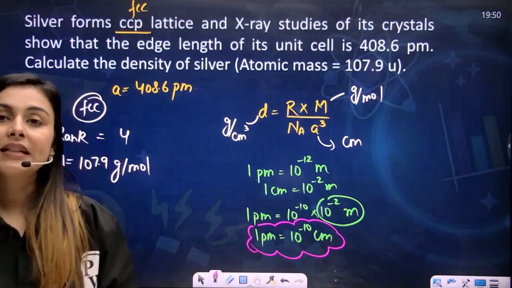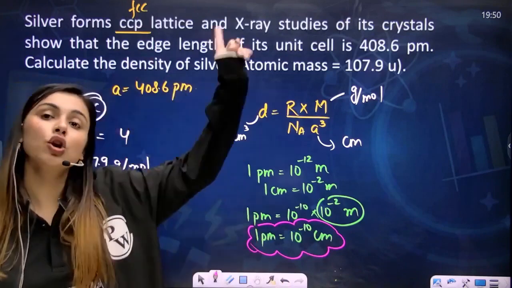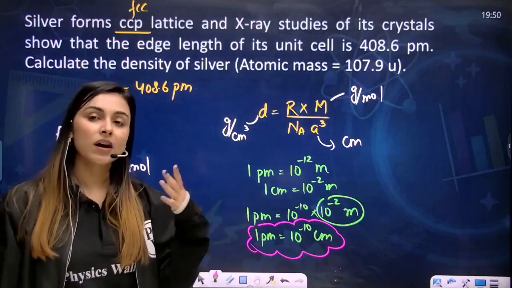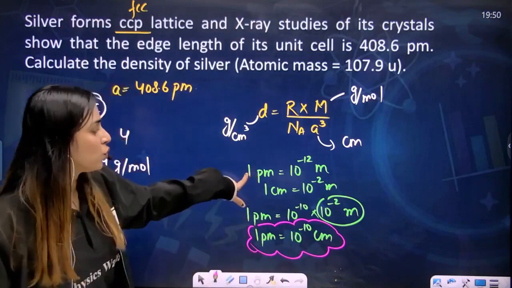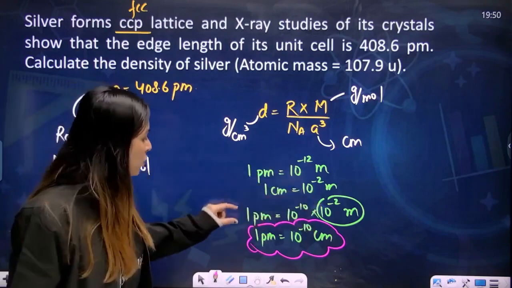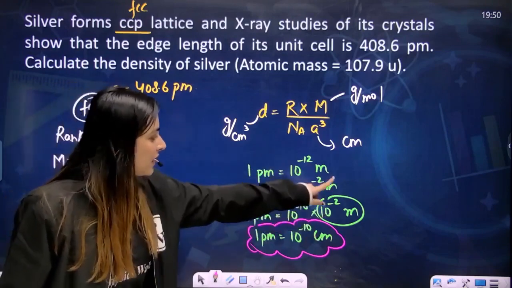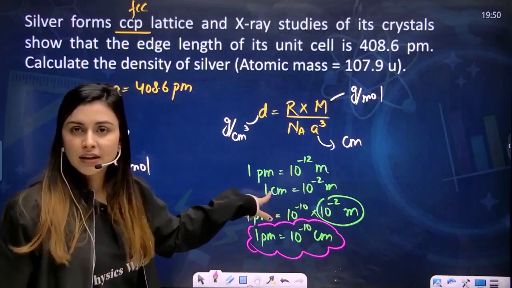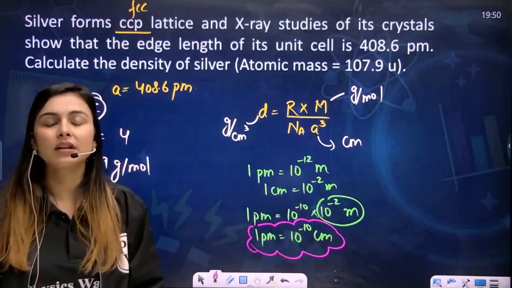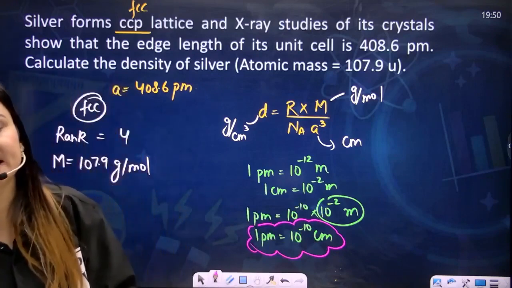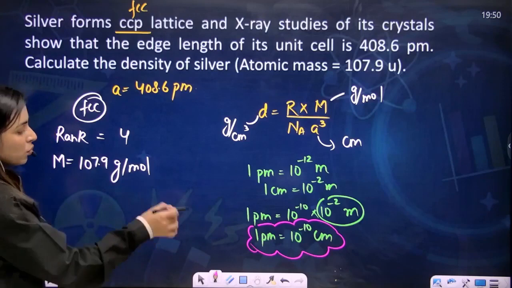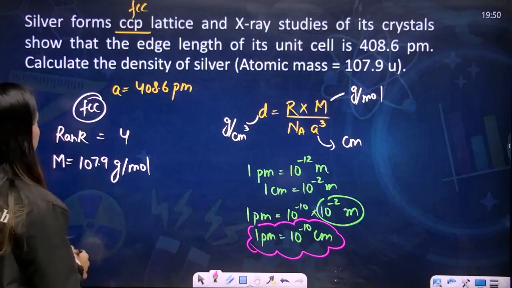This is something which you should know, or you should know how to calculate. These are the things which you have studied in the mole concept chapter in your 11th. If you want to revise it, you write the relation here: 1 centimeter is equal to how many meters? 10 raised to the power minus 2 meters can be written as 1 centimeter, and you get 1 picometer equal to 10 raised to the power minus 10 centimeters.